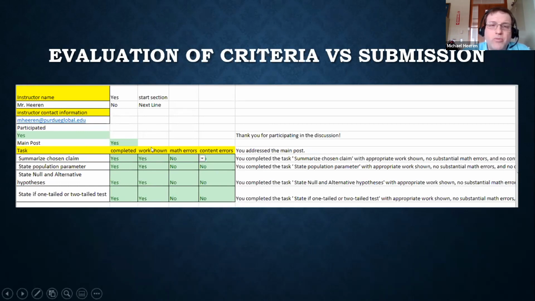That's the completed work shown. If it was relevant, there we go. Yes or no. Were there any math errors in that particular task? Were there any content errors in that particular task? And on the right-hand side, what you're seeing are just those sentences, phrases pertaining to a particular task that's supposed to be done in our main post. So it's showing all that wonderful information.